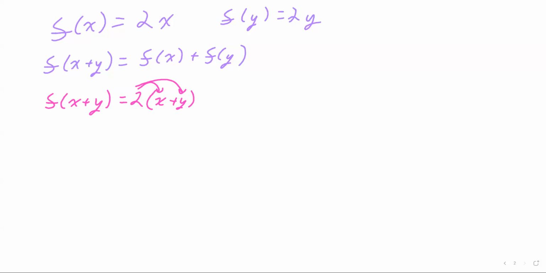We're just going to use the correct vocabulary. We'll get to that point. So 2 times X is 2X. And then 2 times Y is 2Y.